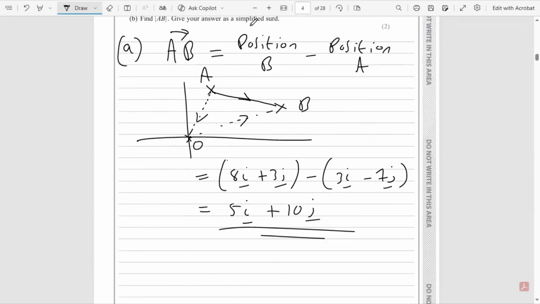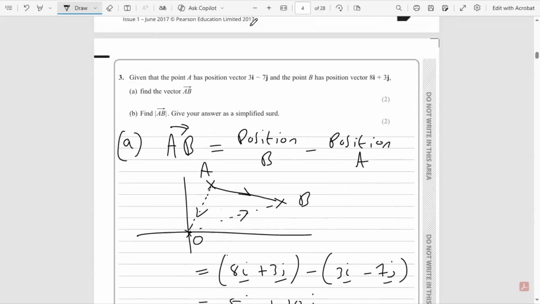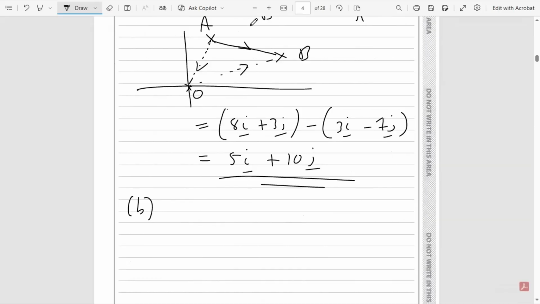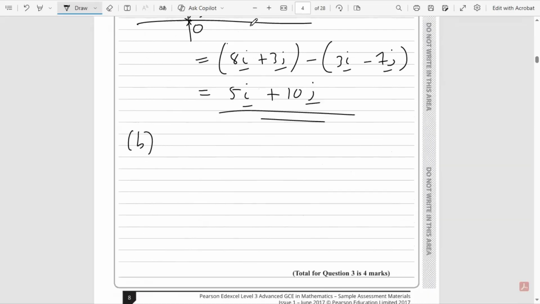Now, for part B, this question says, find the magnitude of the vector A to B and give the answer as a simplified surd. So again, when you see two vertical lines around a vector, this means the magnitude of the vector. So to find the magnitude of a vector, we're going to use Pythagoras. And if you're not too sure why that is, we know that this vector A to B is 5i, so this is 5 units to the right, and 10j, which is 10 units up. So the vector A to B looks something like that. So you've got a right angle triangle.